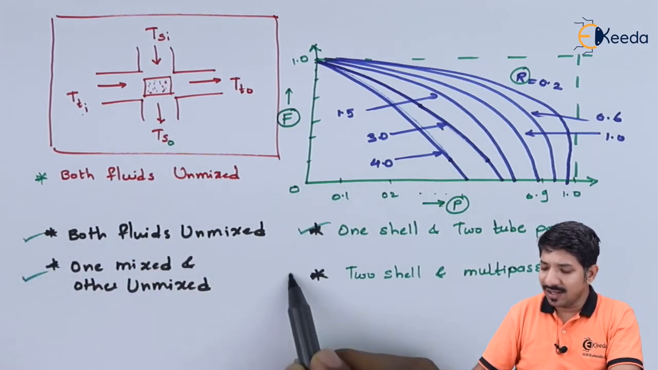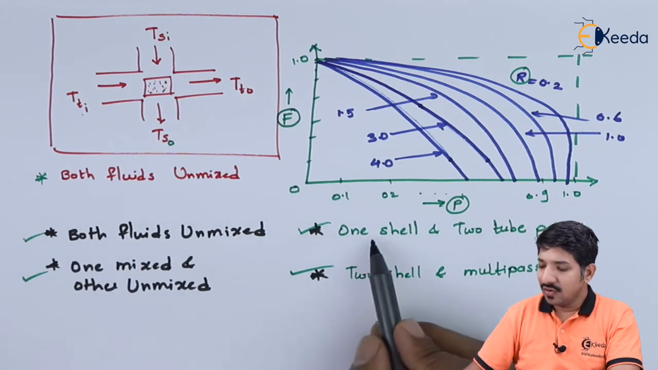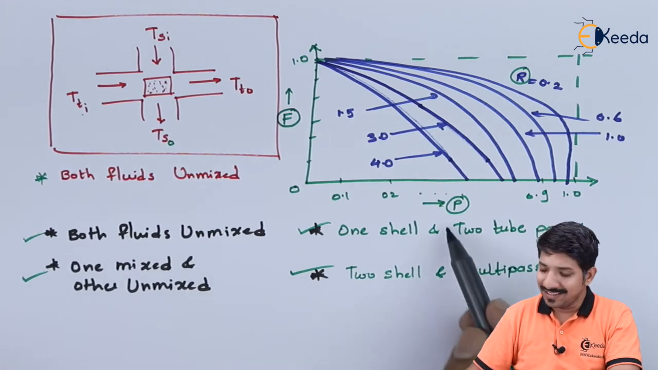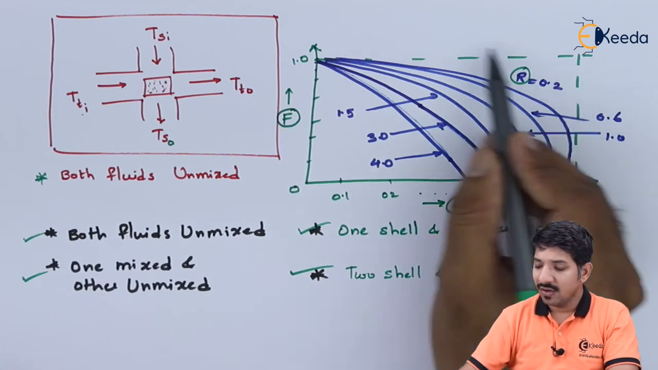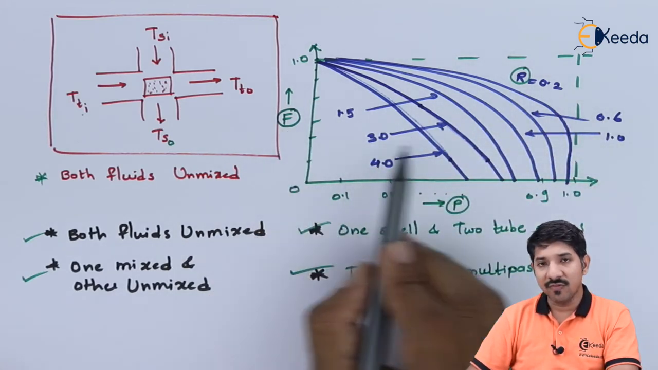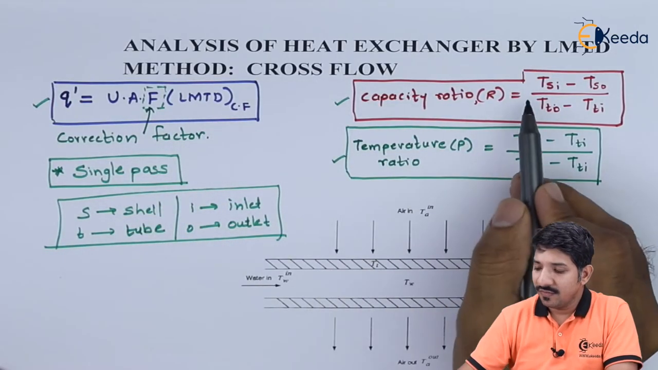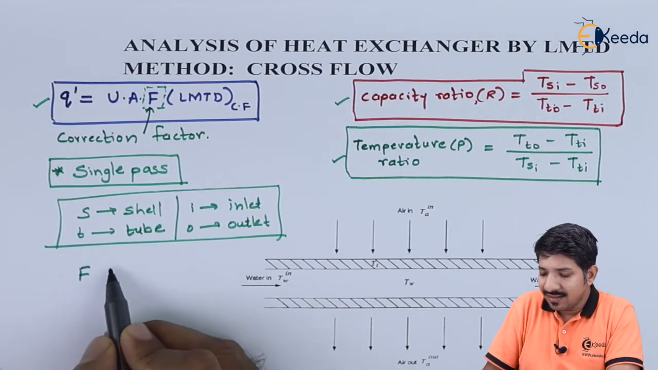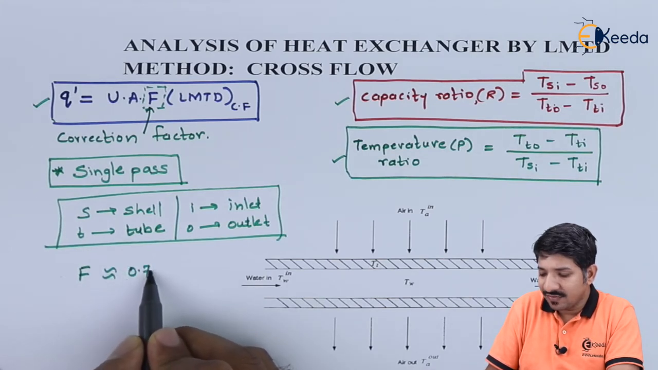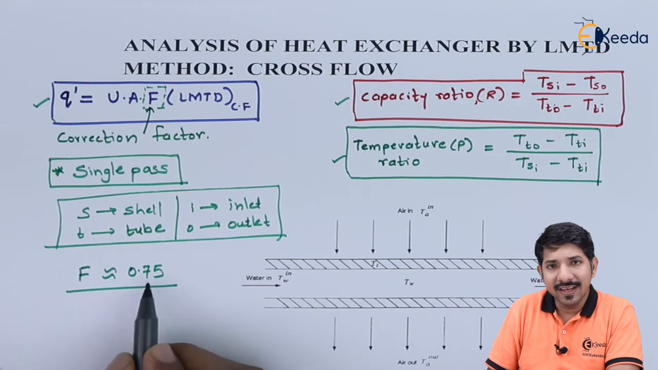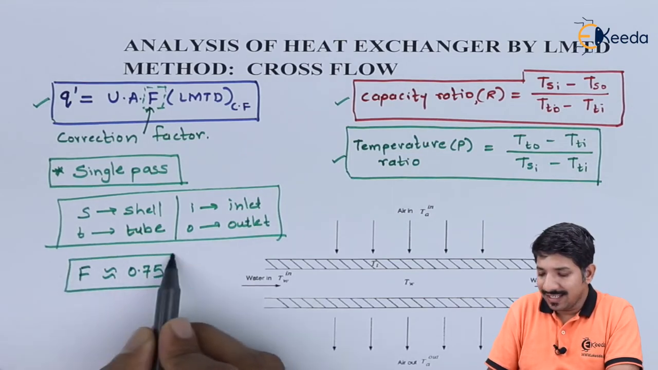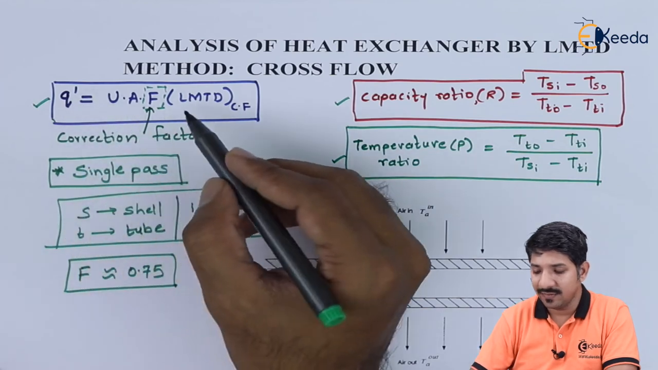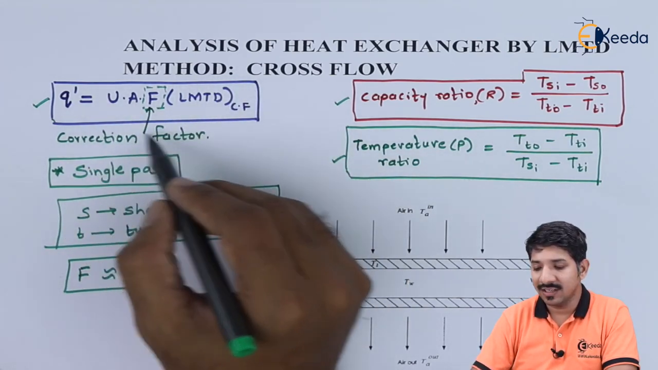Similarly, the other scenarios are when one fluid is mixed and the other fluid is unmixed, when one shell is there with two passes, and when two shells are there and there are multiple passes. For these different combinations, they have different figures or different graphs of F versus P. In this analysis, we will select the values of R and P in such a way that the value of F stays almost equal to 0.75, or anyway not less than 0.75. So the selection of the parameters P and R is done in this way, so that the value of Q dash will be equal to 0.75 of that of the same combination if we had used the counterflow exchanger.